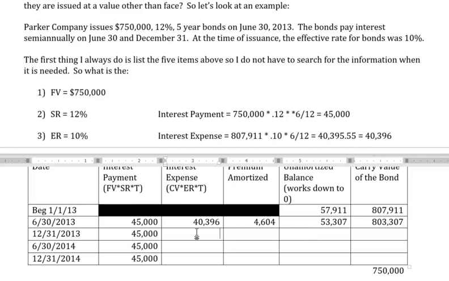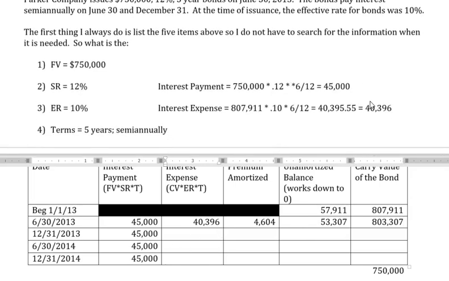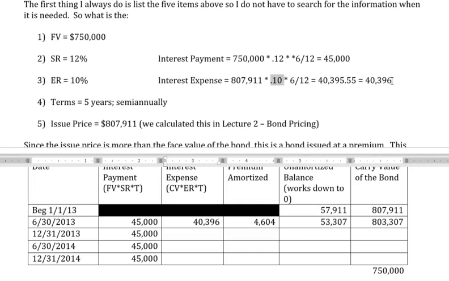All right, now let's do our interest for the next period. We have to be careful. Under the effective interest method, it's going to change each time. So in this case, we need to take not the 807,911, but the new carry value of 803,307 and multiply it by the 10% times 6/12. So we take 803,307 times 10% times 6 over 12, and that gives me 40,165.35. Again, we're going to round to the whole dollar, so proper rules of rounding would be 40,165. Let's not worry about pennies right now.